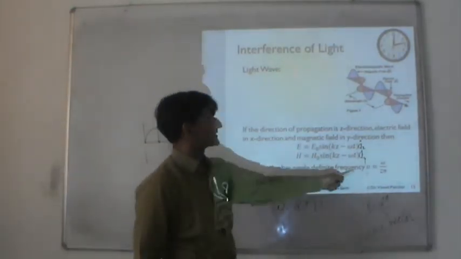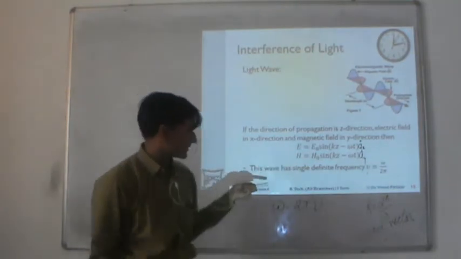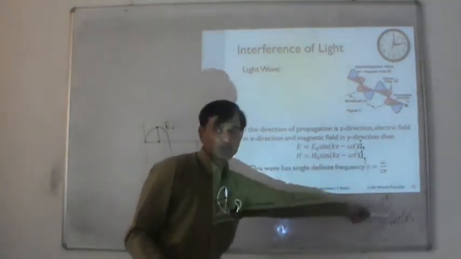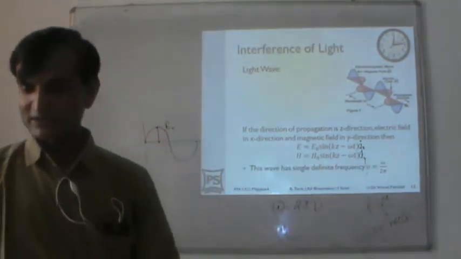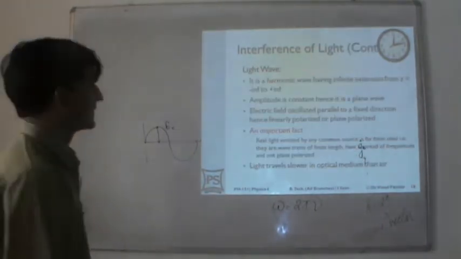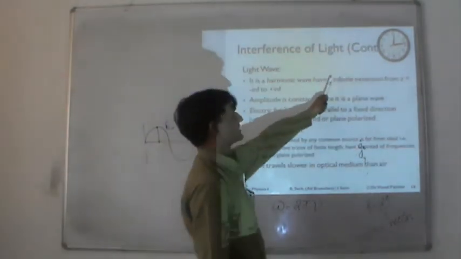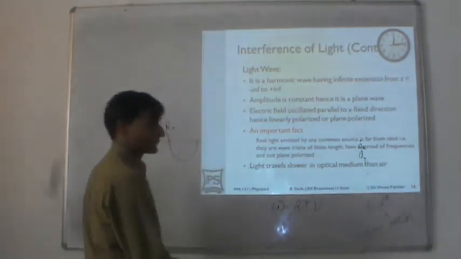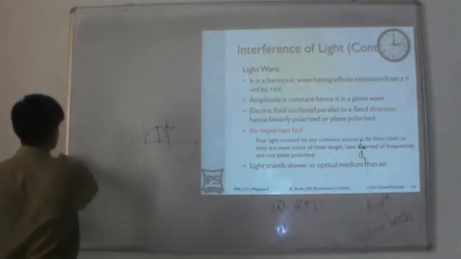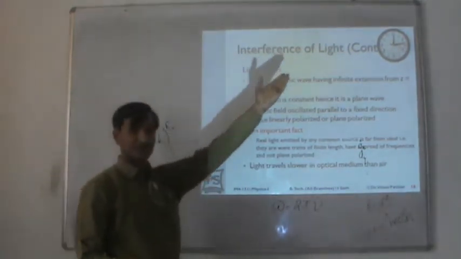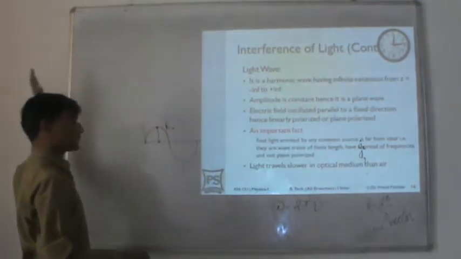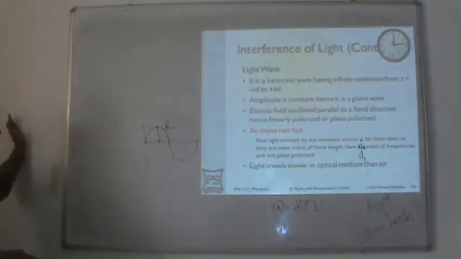Now we talk about certain properties of this kind of wave. Here the wave has a single frequency, which is defined by nu equals omega over 2 pi. There are certain more things here. It is a harmonic wave which has infinite extension anyway. Whenever you talk about light, it goes up to infinity in the positive direction, and it goes up to infinity in the negative direction.